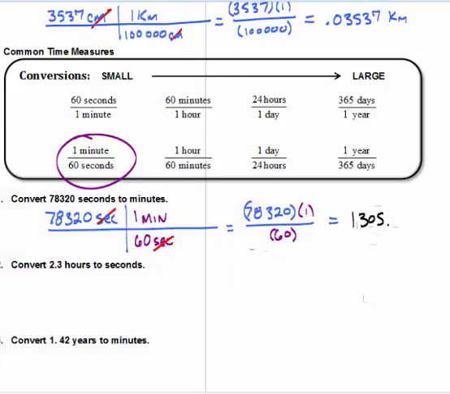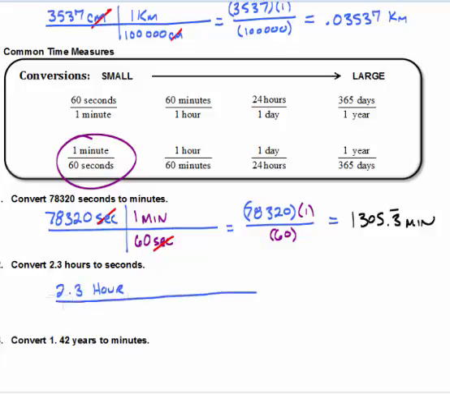Alright, the next one will convert 2.3 hours to seconds. And really, you could just kind of look at this and say, okay, there's 60 minutes in an hour, so multiply that by 60, and then multiply that by 60 for the seconds. But again, if you show the dimensional analysis, we can kind of see the reason why, and it's very clean.